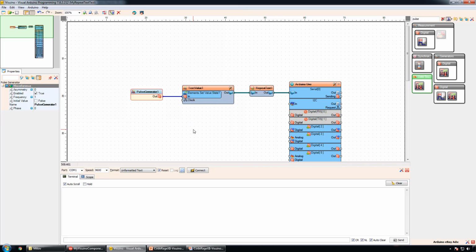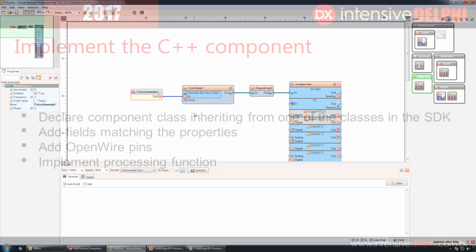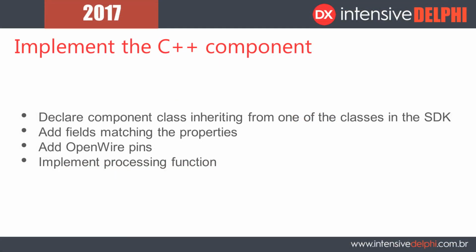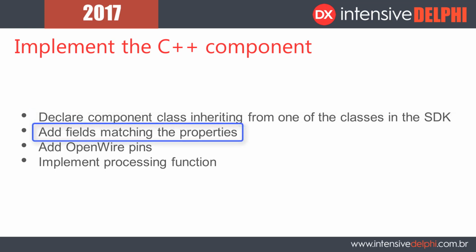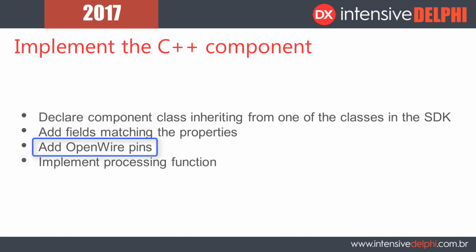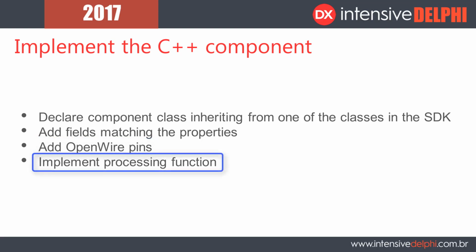We can generate the Arduino code, however, to compile, we need to implement the C++ class for the component. To implement the C++ code for the component, we will follow a few typical steps. Declare component class inheriting from one of the base classes in the Visuino SDK. Add fields matching the properties declared in Delphi. Add OpenWire pins matching the ones in the Delphi component. And finally, implement the processing function.